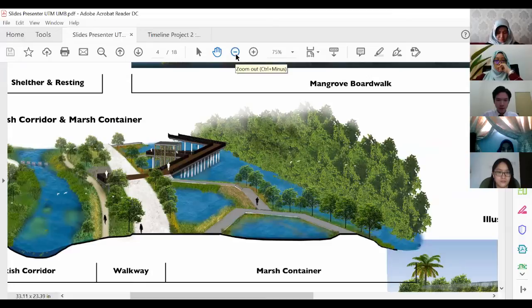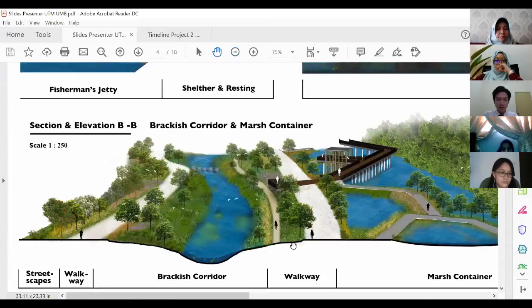The last section elevation is the Frankish corridor and marsh container, which transforms from the existing forest located at the right and the existing wetland as well. I enhance it by providing greenery, groundwalk, skywalk, as well as the viewing tower.